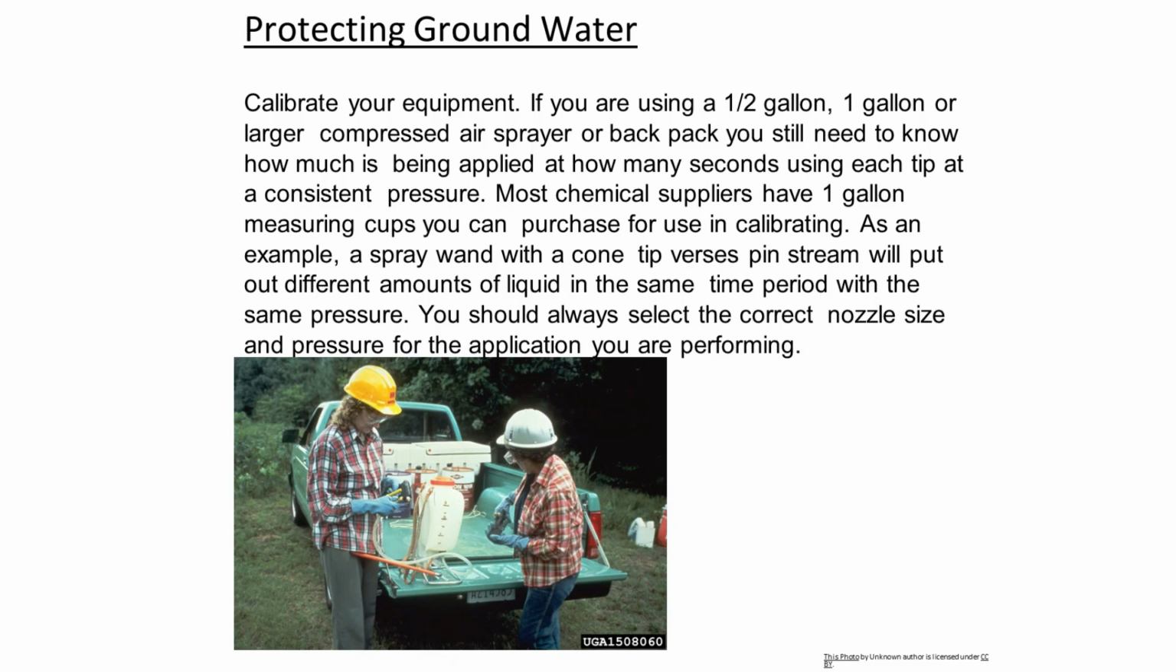Protecting groundwater. Calibrate your equipment. If you are using a half-gallon, 1 gallon, or larger compressed air sprayer or backpack, you still need to know how much is being applied in how many seconds using each tip at a consistent pressure. Most chemical supplies have 1 gallon measuring cups you can purchase for use in calibrating. As an example, a spray wand with a cone tip versus a pen stream will put out different amounts of liquid in the same time period with the same pressure. You should always select the correct nozzle size and pressure for the application you are performing.